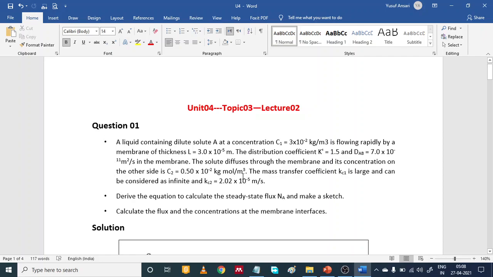The solute diffuses through the membrane and its concentration on the other side, that is at C2, is 0.5 × 10⁻² kg mole per meter cube, whereas the mass transfer coefficient Kc1 is large and can be considered as infinite. Kc2 is 2.02 × 10⁻⁵ meter per second. So all these values are given here.